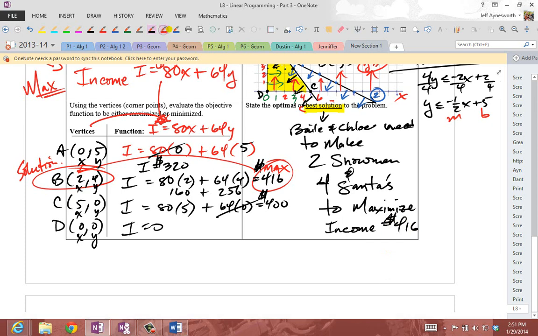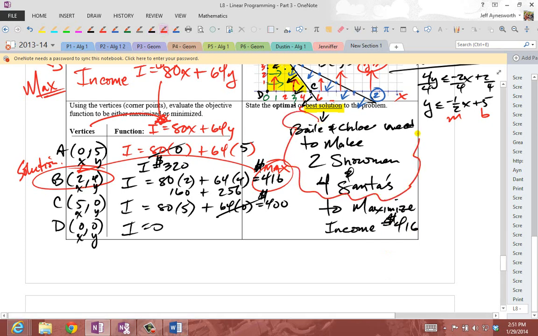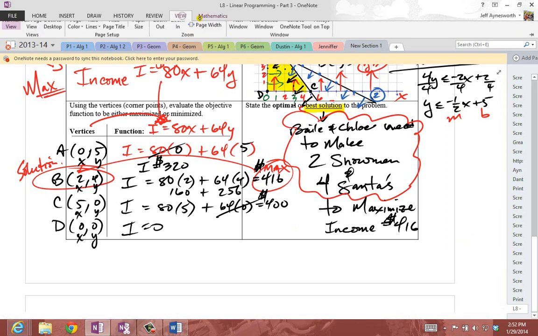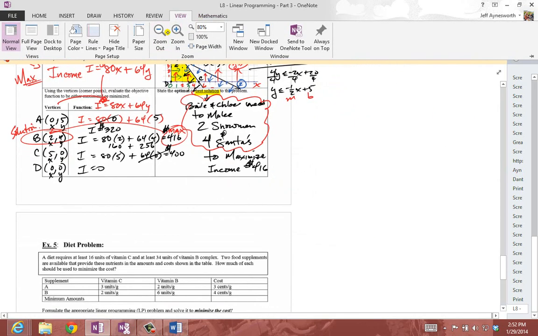All right, this right here is the solution. This is what we're looking for right here. This is what they need to do to optimize their business. They need to build 2 snowmen, 4 Santas. Any other combination of ornaments will not maximize their income and won't give them as much money. And that's what linear programming is all about. It's learning what to do to maximize your income or minimize cost or something to that effect, depending on the problem.